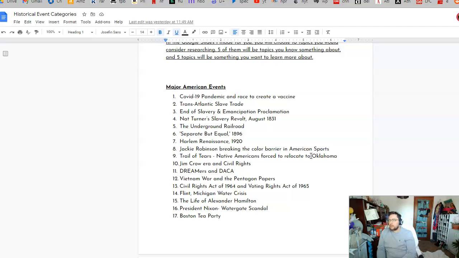A law that was essentially saying that races were separate but equal in the United States. The Harlem Renaissance, when black culture started to become a big part of American society. Jackie Robinson and the color barrier in baseball and American sports. Trail of Tears, Jim Crow era, when laws were created that said that people of color in the United States were not equal to people who are white.